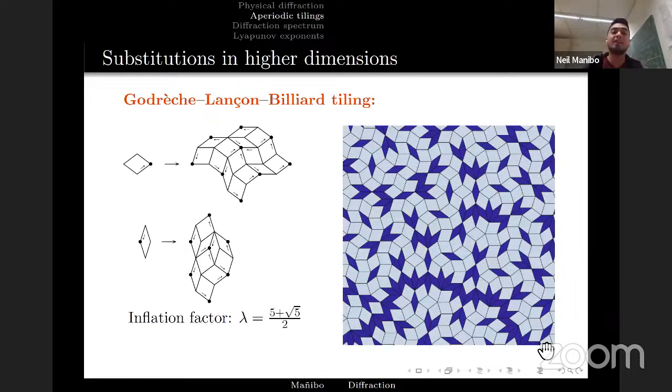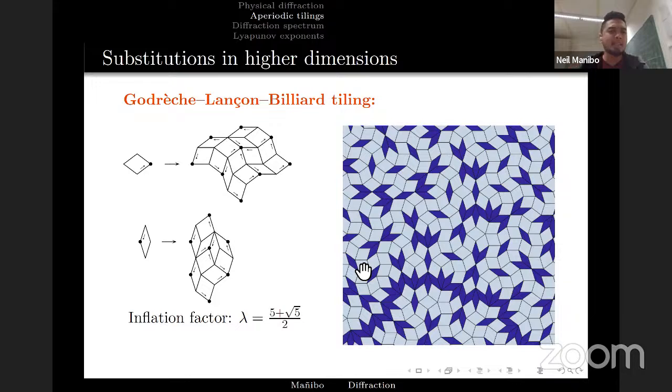Of course, in higher dimension, you bypass this moving from symbolic to the geometric picture because the geometry is already given. An example of an inflation rule in 2 dimensions is the Goodrich-Lanson-Biot tiling, which is generated by this rule. You have the same rhombi from Penrose, but the inflation rule is now different. And this is the tiling that arises from this inflation rule.